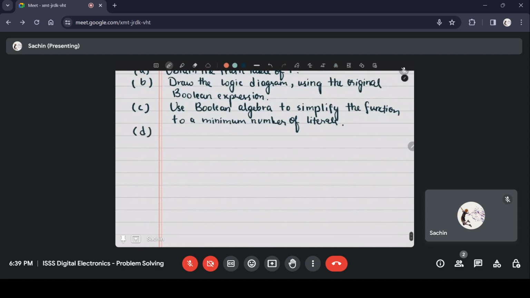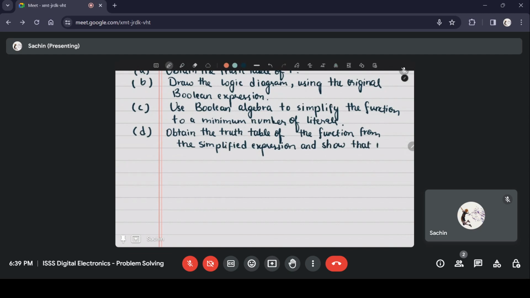Part D, obtain the truth table of the function from the simplified expression and show that it is the same as the one in part A.